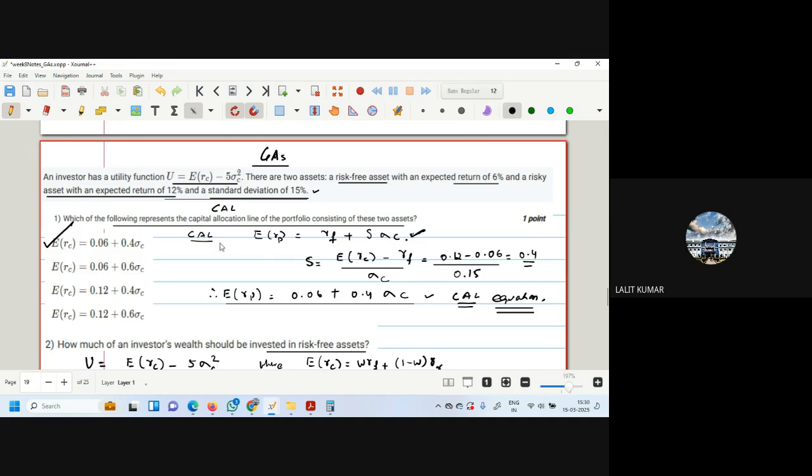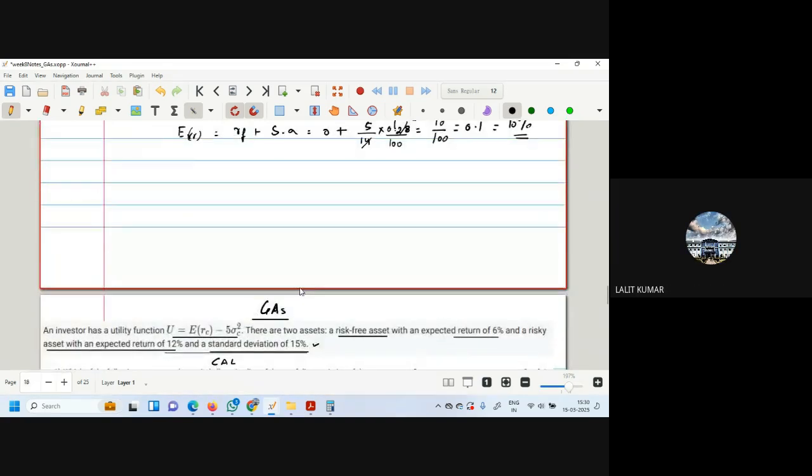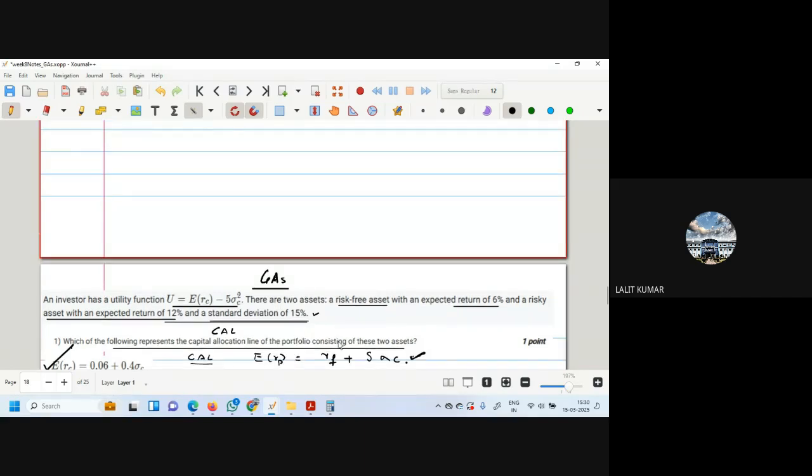Any doubt in this? So directly using the formula, right? If you have forgotten the formula also, then you can start building that formula here. What are the steps? First of all, you make expected RC equal to 1 minus W into RF plus W into expected RP. This will become RF plus W into expected RP minus RF. So this is your first formula which you derive.